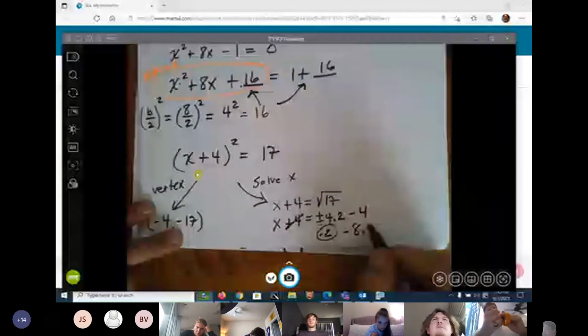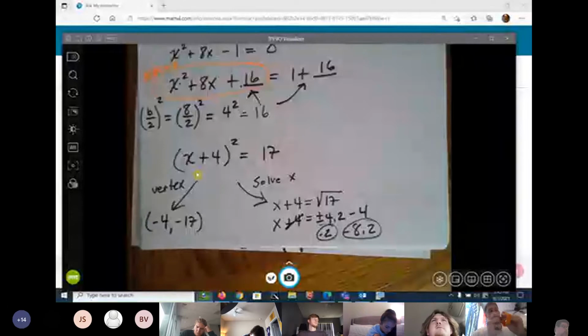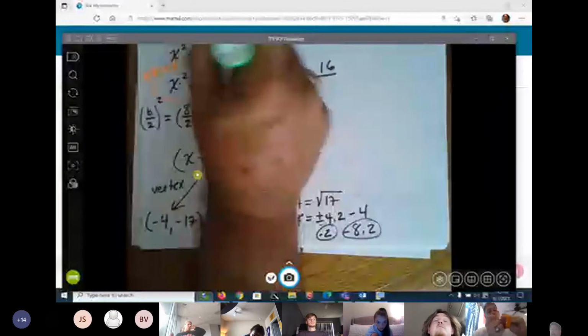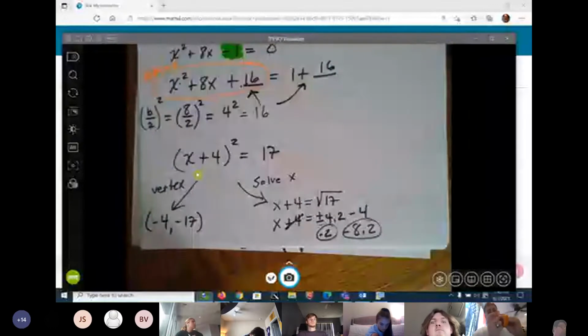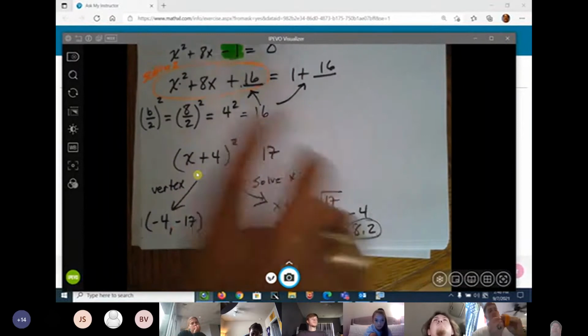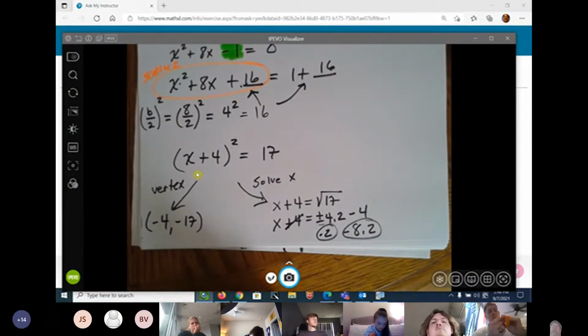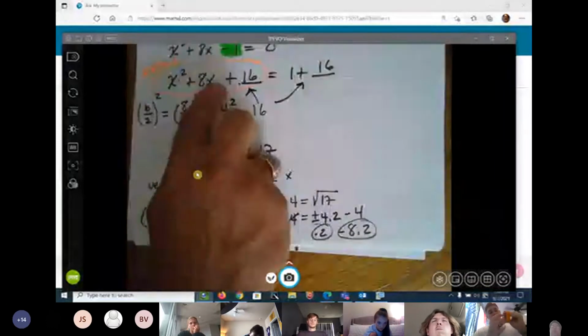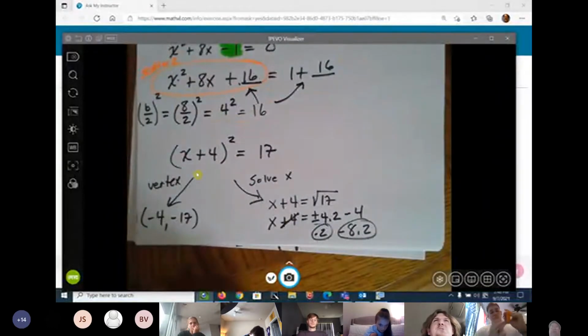So there's your 2 x-intercepts. Your y-intercept is right here. So now you're ready to sketch the graph. Should you be able to do this fluently? Yes. If you're still up here trying to figure out where I got shortcut number 1 or number 2, then you're behind.